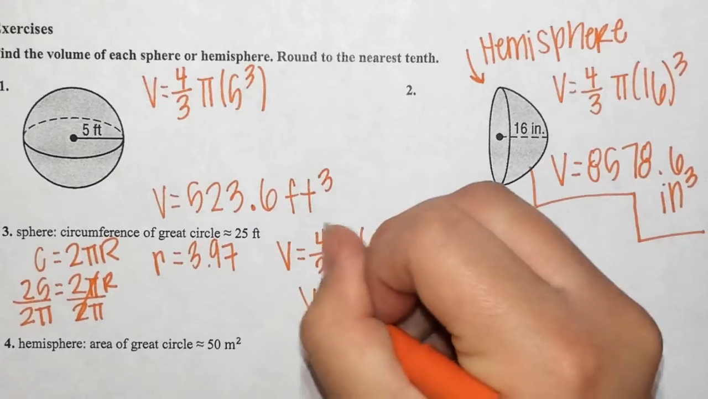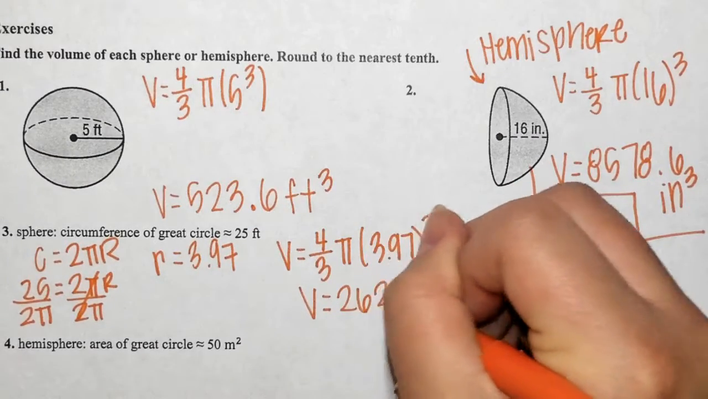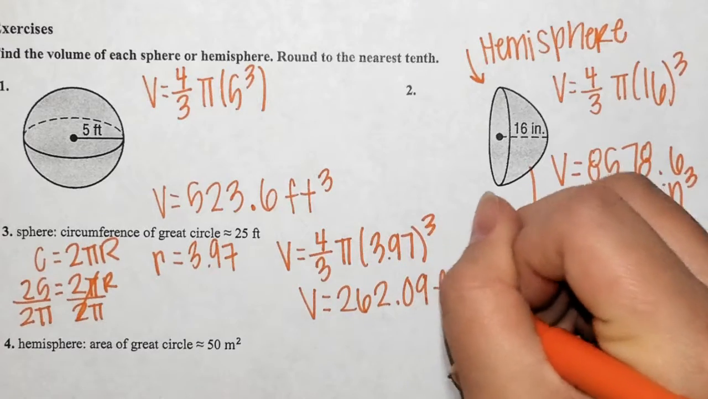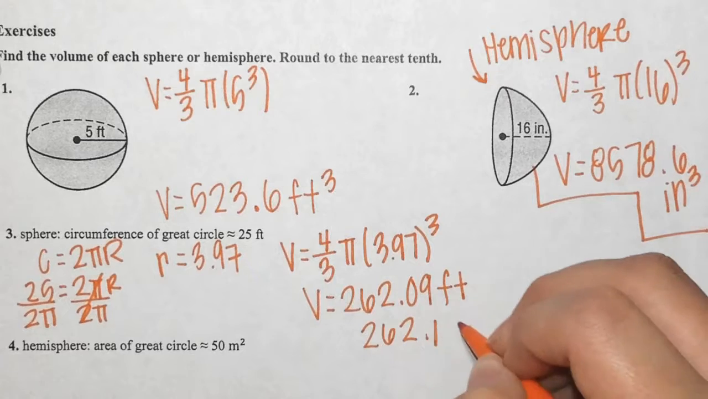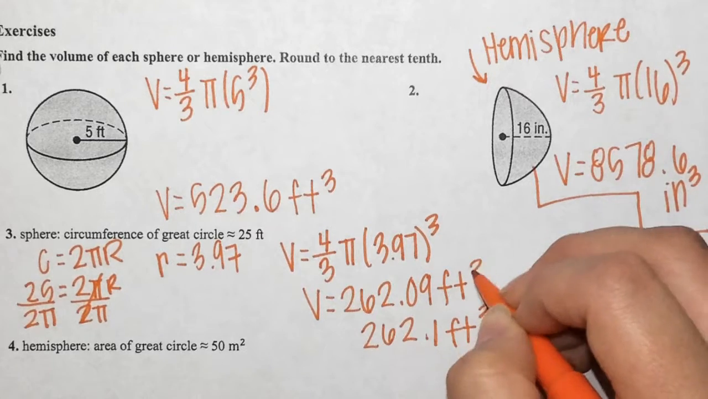So the volume is 262.09, or technically you could round this to 262.1 feet cubed.